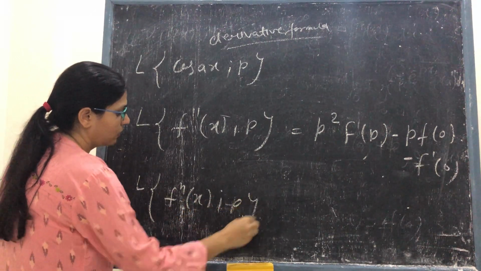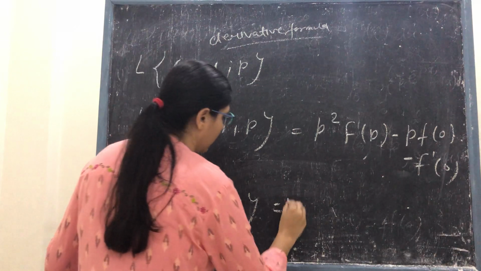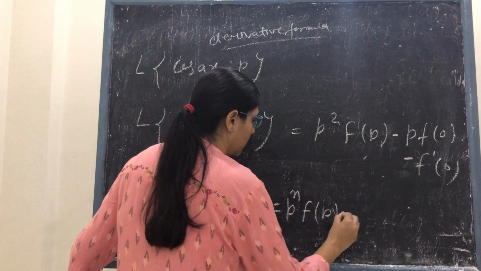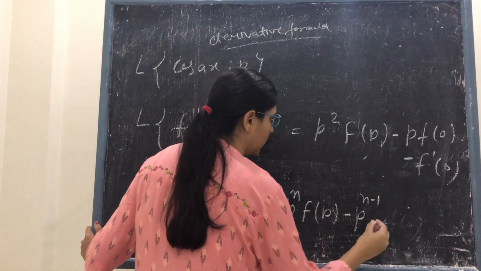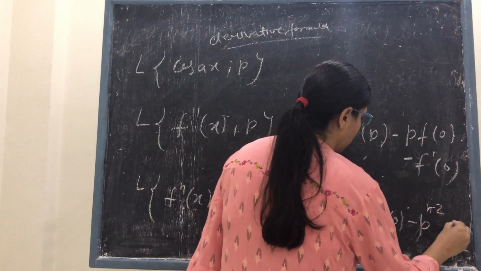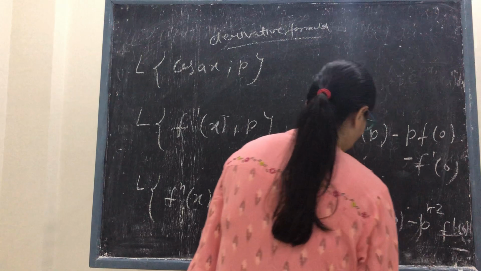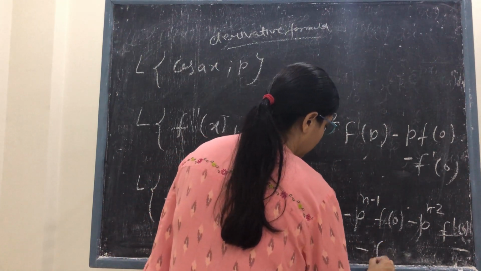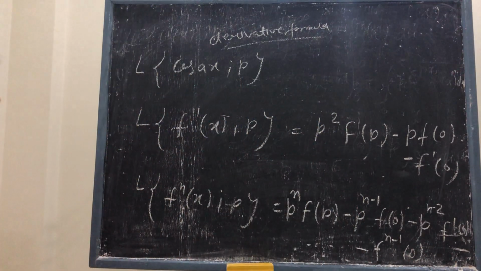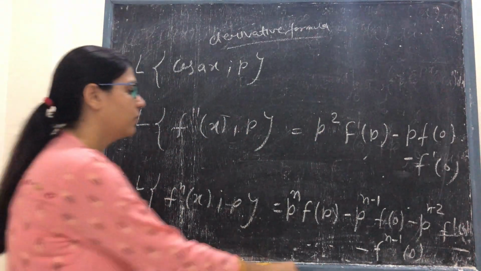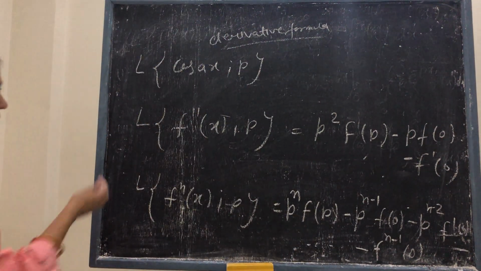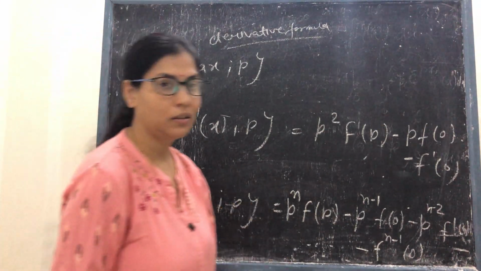अगर हम n टाइम डेरिवेटिव ऑफ द फंक्शन f(x) का लाप्लास ट्रांसफॉर्मेशन फाइंड करते हैं तो इट इज p^n F(p) minus p^(n-1) f of 0 minus p^(n-2) f dash 0 and so on, minus f^(n-1) of 0. ये इसका जनरलाइज्ड फॉर्म है. ये फॉर्मूलाज हमें हमेशा याद रखने हैं क्योंकि इनका हम बार बार यूज करेंगे. तो दिस फॉर्मूला मस्ट बी रिमेंबर.